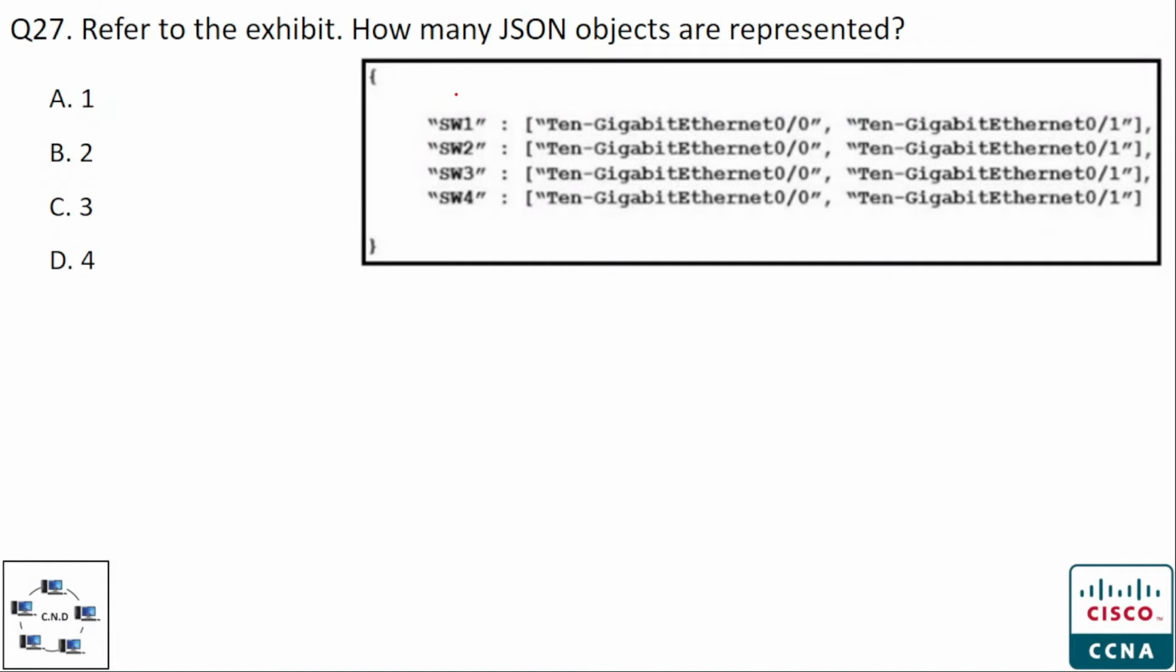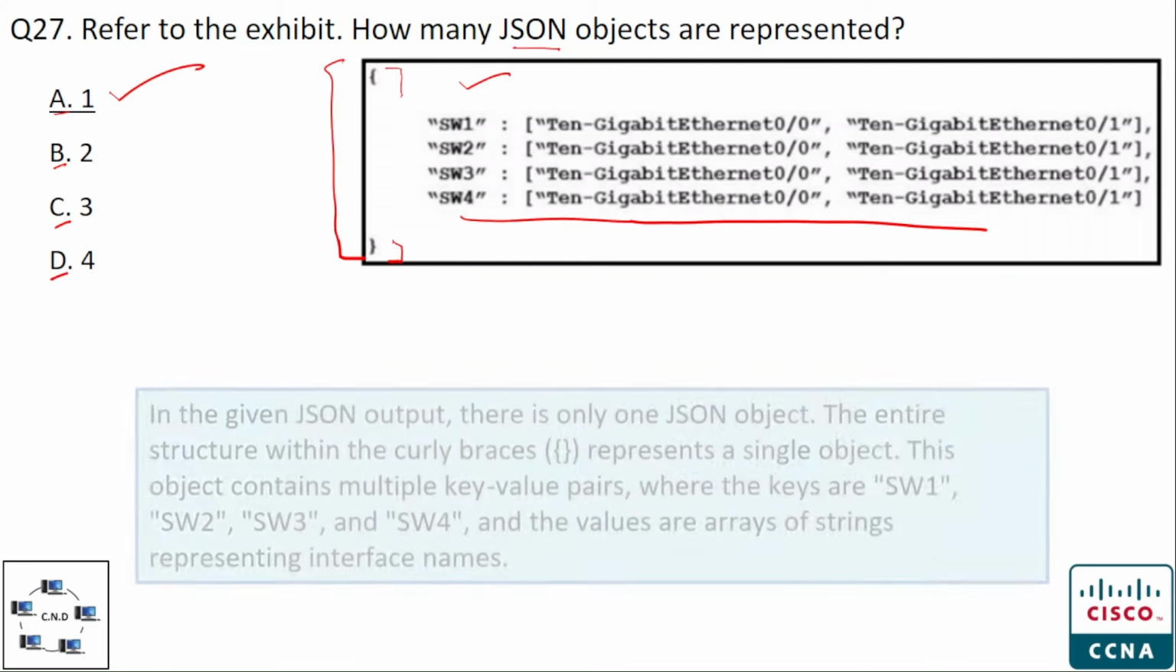Question number 27, refer to the exhibit. This is the exhibit. How many JSON objects are represented? And the options are option A 1, option B 2, option C 3, and option D 4. And the correct option is option A. So this whole thing is one single object. The whole values between these curly brackets is a single object, and this is the explanation.